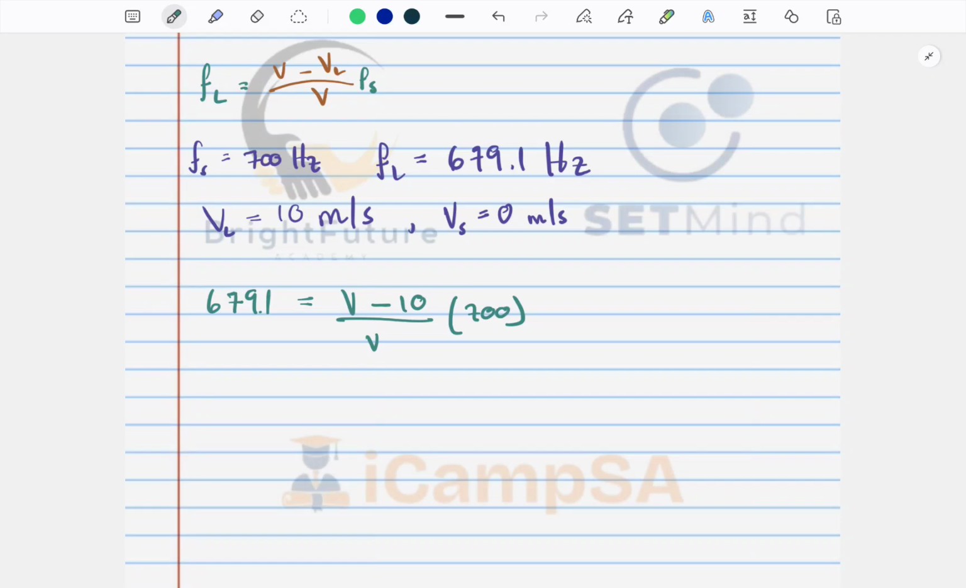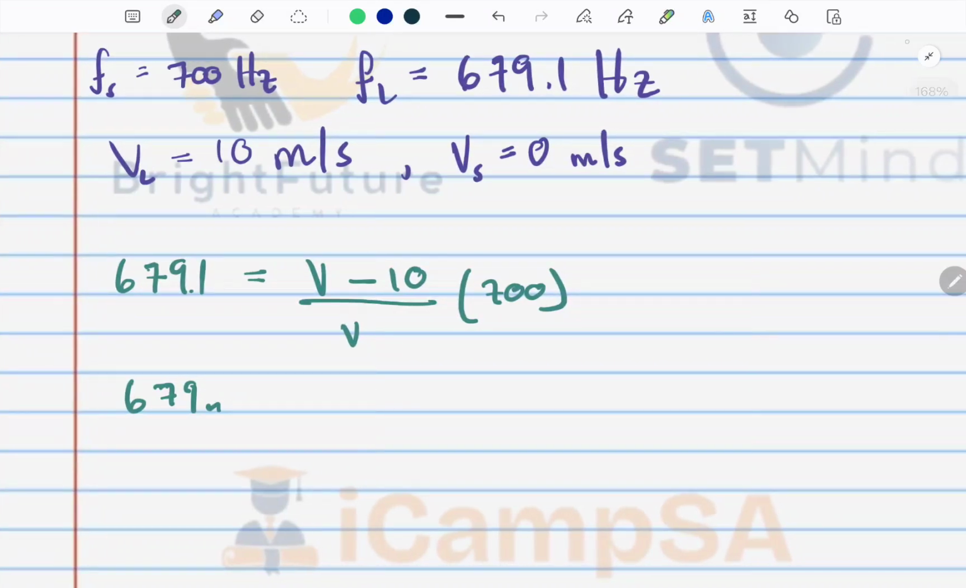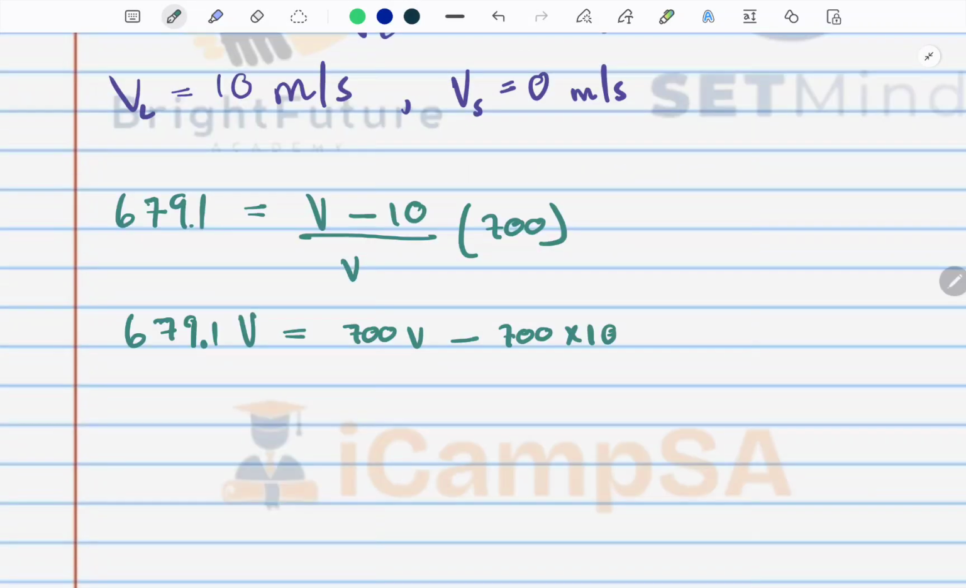Okay, so now this is pretty much simple to do. Let me just do it like so. Okay, so you can have 679.1 times V, like so, and then you're going to have 700 V minus 700 times 10. Okay, so now once you've got something like this, it's pretty much easy. You can punch your calculator and see what we get.